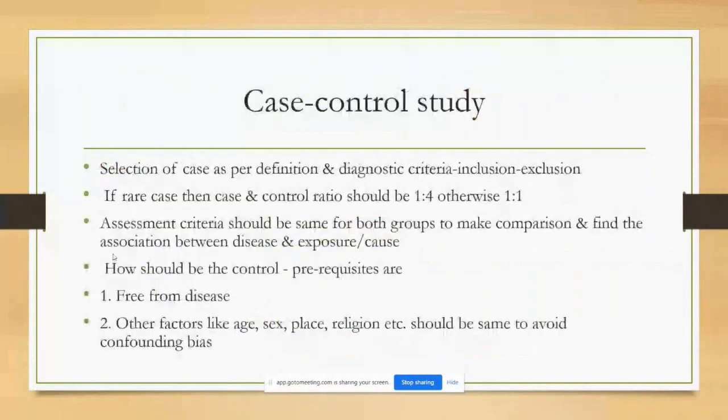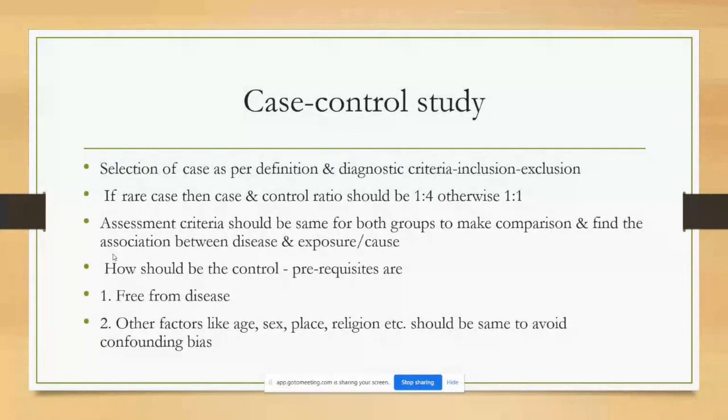In a case control study, there is selection of cases as per definition. Whatever cases we are selecting, we need to specify them by definition. Inclusion and exclusion criteria must be there, and as per the criteria, we need to mention the definition of the case, and only then do we include such cases. Also, we need to ensure the diagnostic criteria. If the case is rare, then we take a single case versus 4 control patients, because the case is rare, so we won't get so many cases. So we compare 4 controls with one single case. Otherwise, if cases are not rare, then we can compare in a 1:1 ratio.